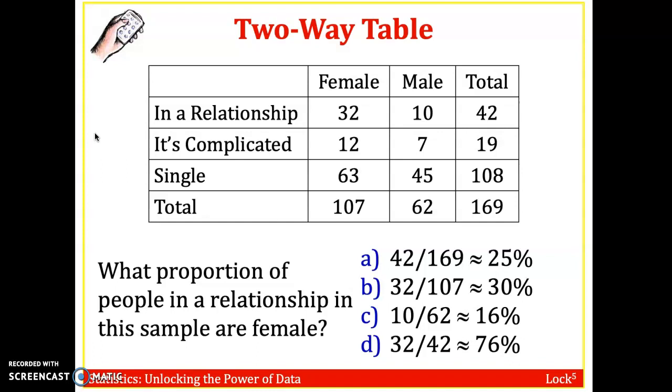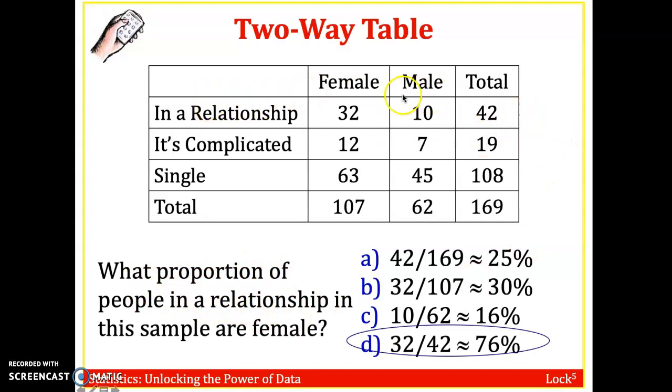All right, hopefully you got a guess, or you think your answer is correct. 32 out of 42. So again, I'm going to go back to that document and type this up in terms of the probability notation, but I don't think you need to do that. We're looking at the portion of people in a relationship.